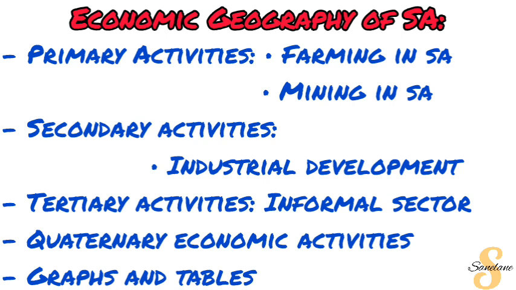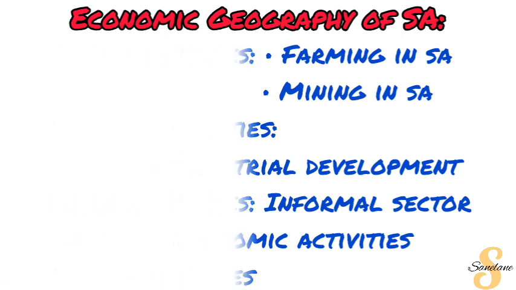Then we go to the tertiary activities. With the tertiary activities, we are going to be looking at the informal sector. So we're going to look at what are the things that fall under the informal sector, be able to talk about or to discuss rather these different types of activities. Then from there we are going to have the quaternary economic activities that you're going to also look into, and then you're going to end everything off with the interpretation and the understanding of graphs and tables.